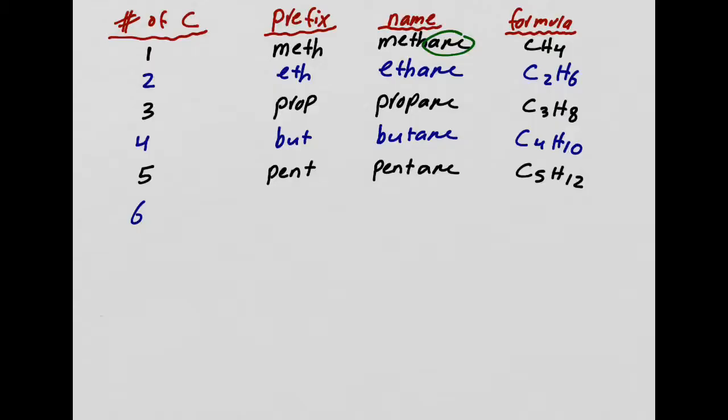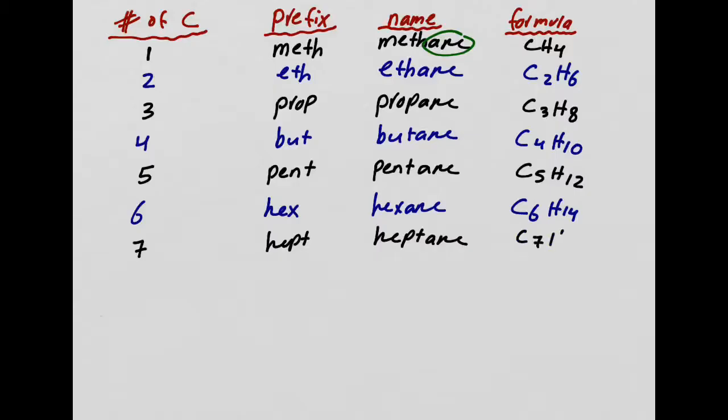6, you know. If you have something with 6 sides, what do you call it? Hexagon, right? It's hex. Hexane. Again, ends with ane. C6H14. 7 would be hept. So heptane, right? It would be C7H16. See the pattern. Okay, beautiful.